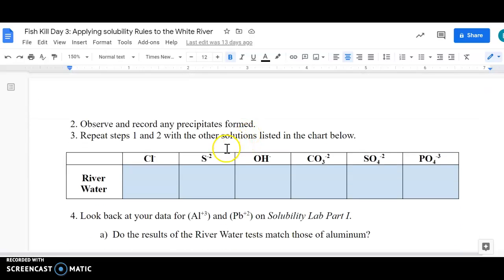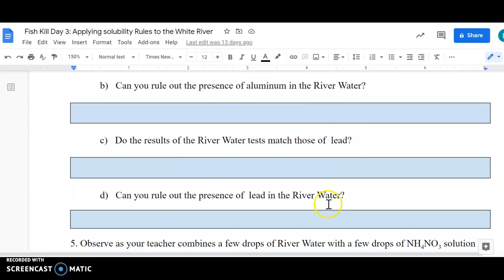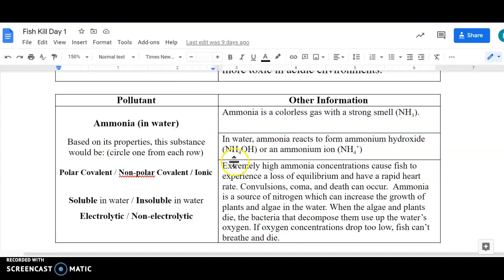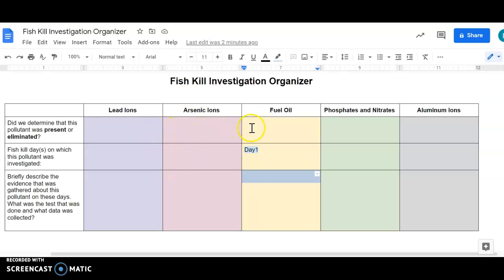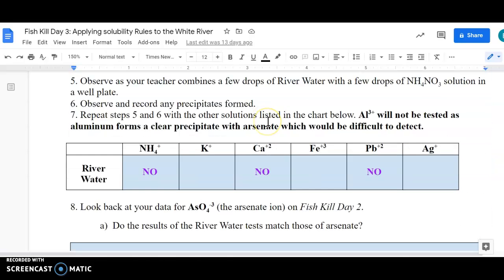And we gathered evidence about aluminum and lead, and whether they matched to being present in the water. Based on what you gathered here, day 3 has evidence for lead and aluminum. There's some information on day 3. We performed a solubility test and compared the data to day 2 for the lead and the aluminum.